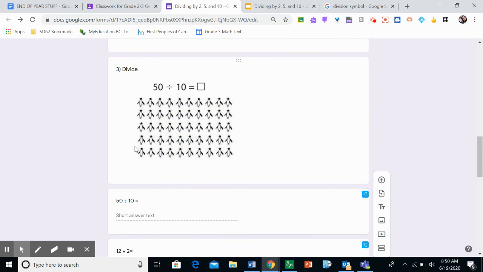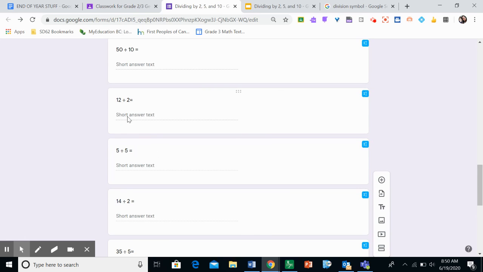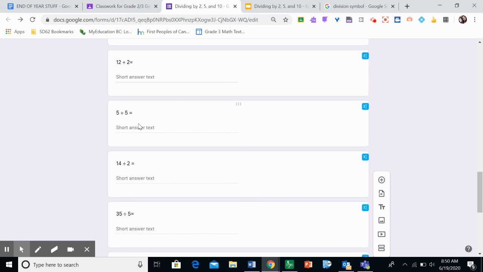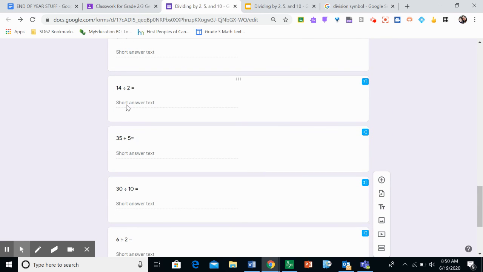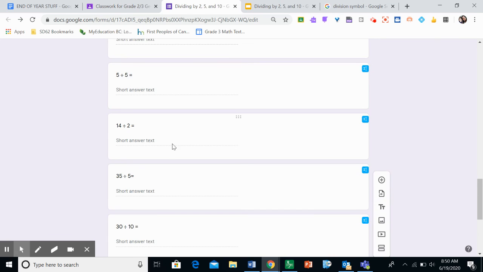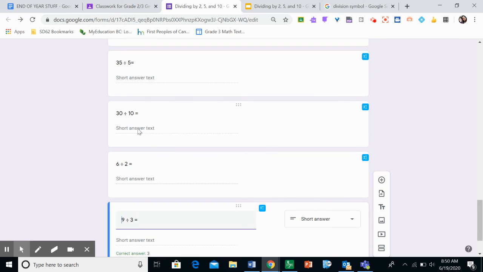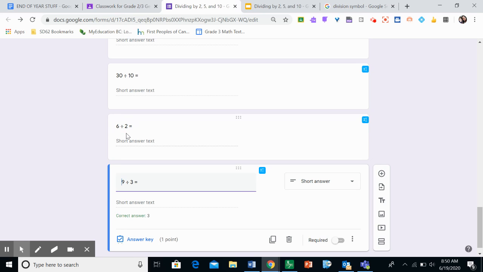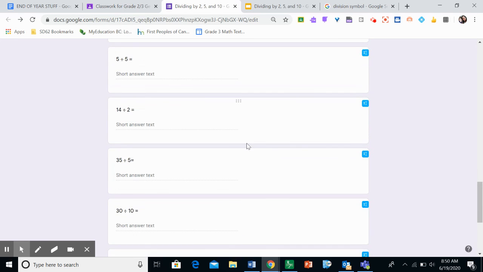50 divided by 10, same thing. 12 divided by 2, 5 divided by 5, 14 divided by 2, 35 divided by 5, 30 divided by 10, 6 divided by 2, and 9 divided by 3.